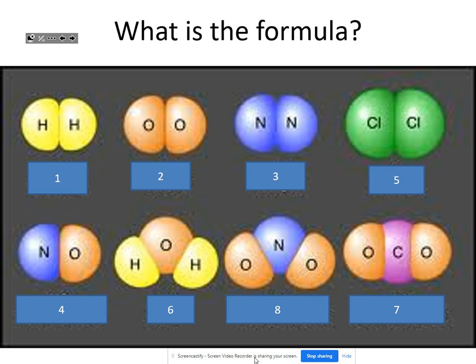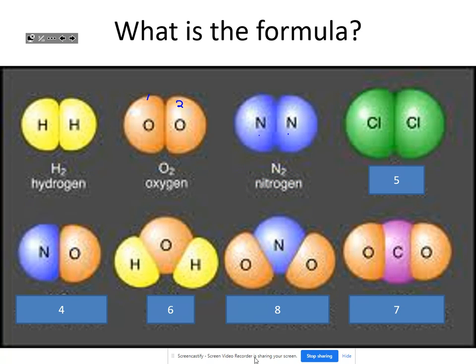Now, what's the formula? So as you look at this, we're going to look at this number 1 here. 2 H's together, that would be H2, or hydrogen. That's the gas that's out in the universe. O, well, there's 1 O, 2 O's, O2, or oxygen. That's the oxygen we breathe every day. N, it's 2 nitrogens, N2, nitrogen. Chlorine, NO is nitrogen oxide. 2 chlorines, that's Cl2. See, we have the letter or the symbol for the element and the number of the subscript.